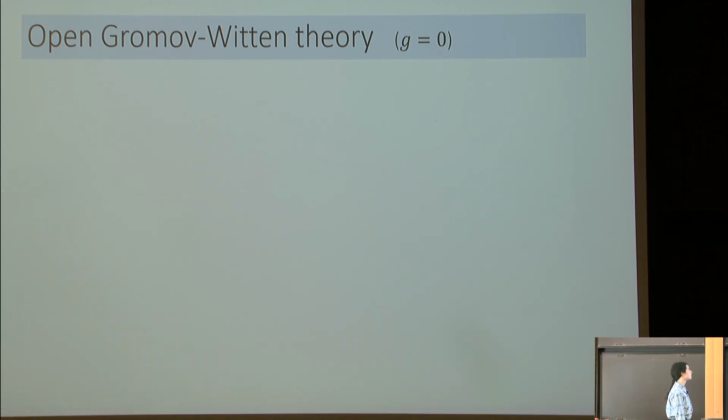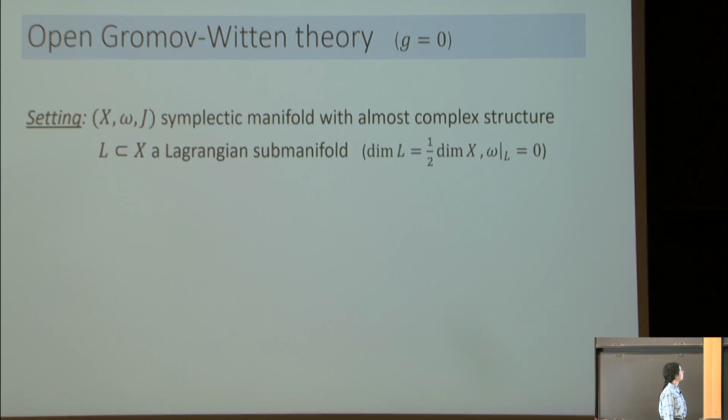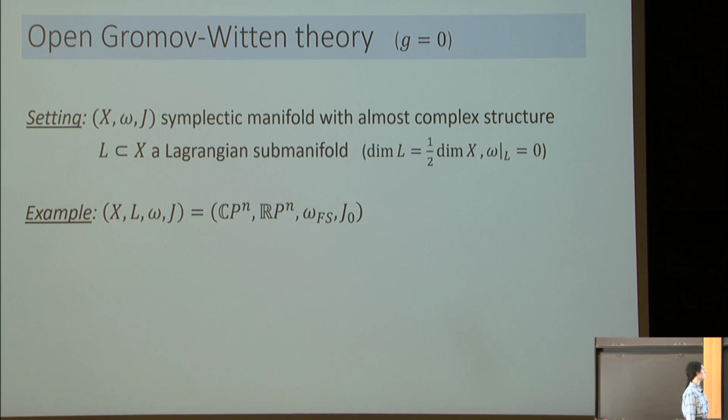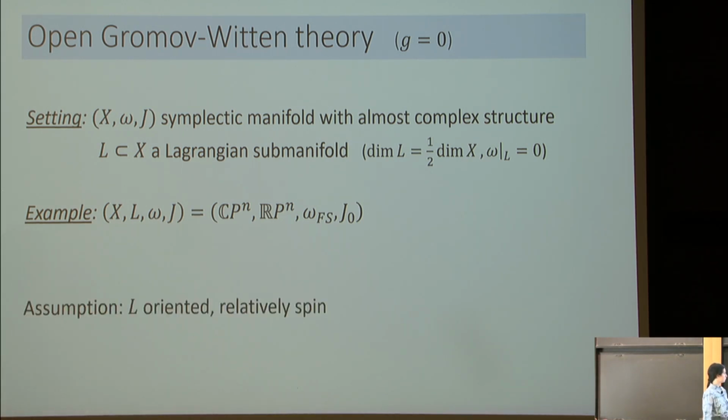as promised. Now I want to play the analogous game in the open theory. So again, our universe is a symplectic manifold with an almost complex structure. In addition, we have a Lagrangian submanifold, that's a submanifold of half the dimension that plays nicely with omega. And the baby example I want you to keep in mind is, again, projective space: the complex projective space, and the real projective space is a Lagrangian submanifold within the complex projective space. For the purposes of my work, we also want the Lagrangian to be oriented.